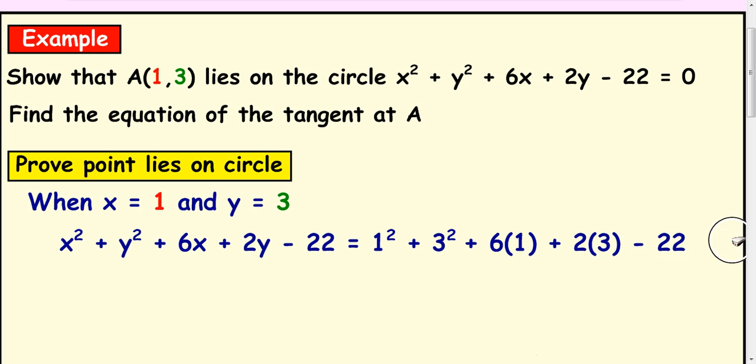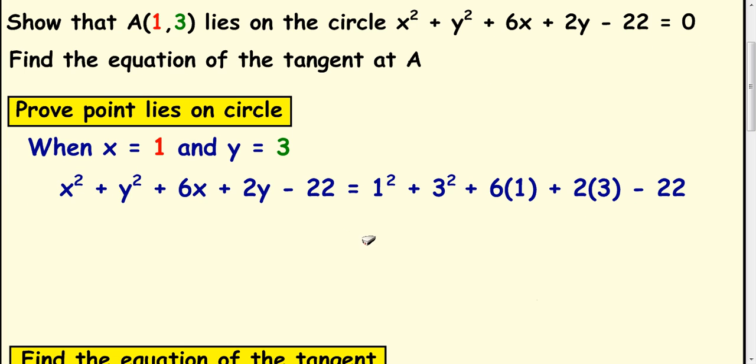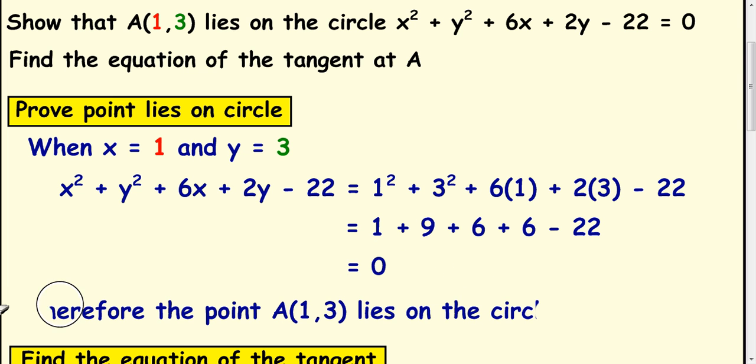So that's going to end up looking like this: 1 squared plus 3 squared plus 6 times 1 plus 2 times 3, take away 22. 1 squared is 1, 3 squared is 9, 6 1s are 6, 2 3s are 6, and take away 22. Now this comes to 10, 6 and 6, 22, take away 22 is 0. Therefore the point satisfies the equation and lies in the circle.